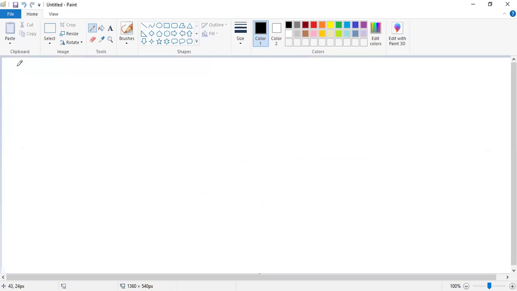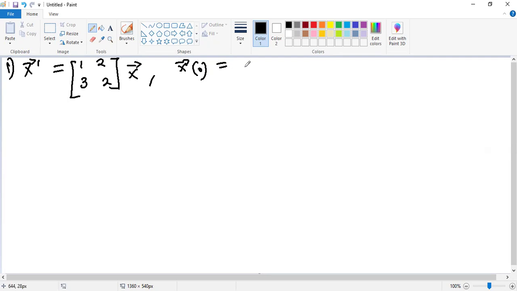Okay, here is our example 1. Solve the following initial value problem. X bar prime is equal to the matrix 1, 2, 3, 2 times X bar. So we have X bar here. This is X bar prime. Given the conditions, X of 0 is equal to 0 and -4.